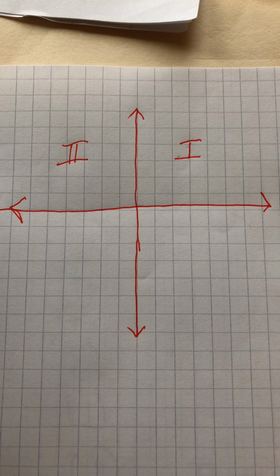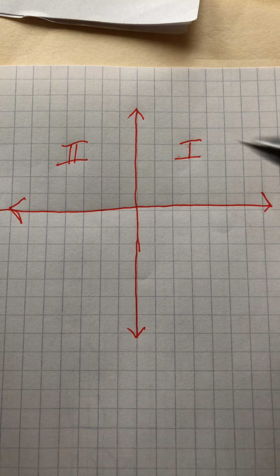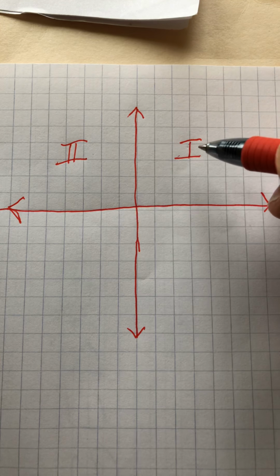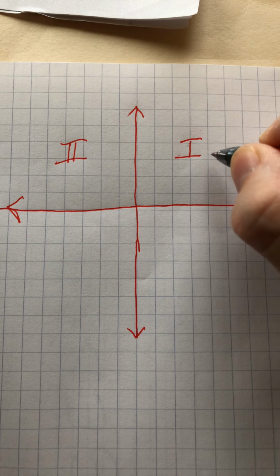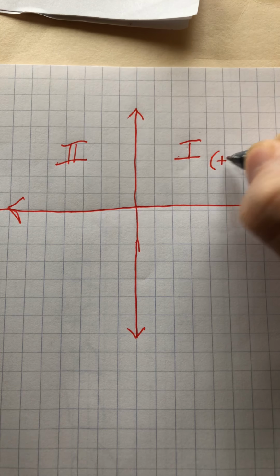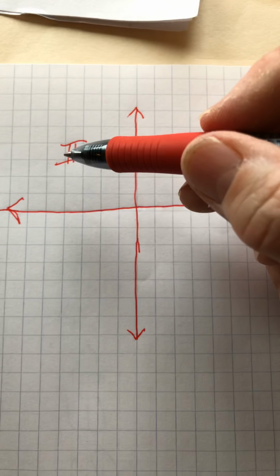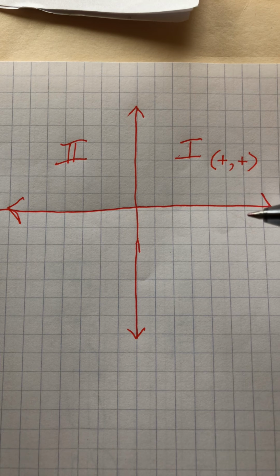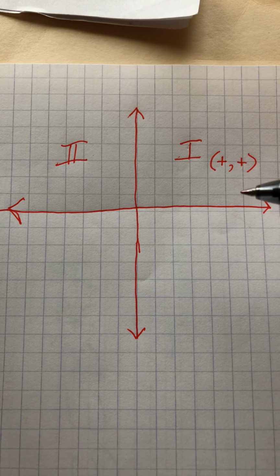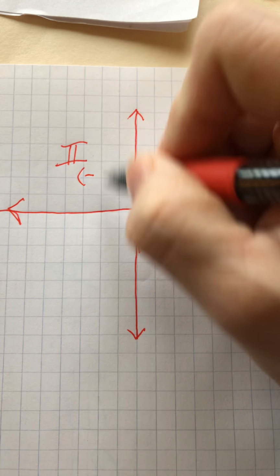I want to make sure you understand how to identify the location of a point. If the point is over here, it's in quadrant number 1, and we write that with a Roman numeral 1. That one's going to have a positive x and a positive y value. Now, if we look over here, these will be quadrant 2, and we write that with a Roman numeral 2. And that will have a negative x value and a positive y.